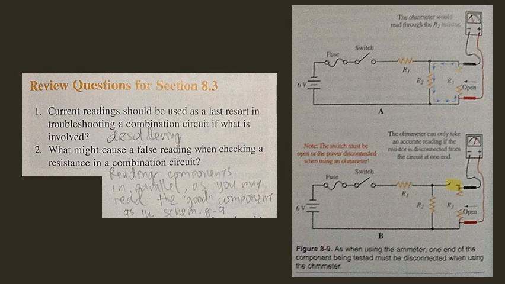Number 2, what might cause a false reading when checking a resistance in a combination circuit? And the answer for that is reading components in parallel, as you may read the good component, as in schematic 8-9, and that's provided on your screen on the lower right.